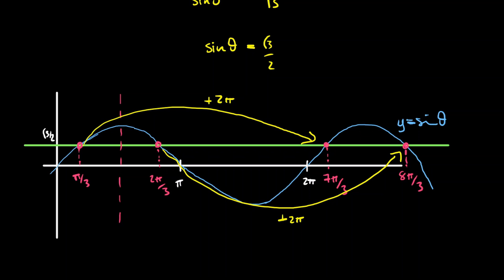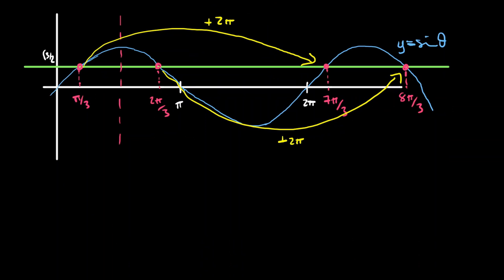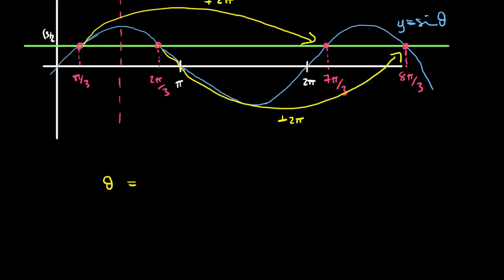Okay, so now what we've got is 4 solutions to deal with. Now, in other questions, you may actually have to keep going, right? So you need to keep adding 2 pi, or actually go in the opposite direction and subtract 2 pi. But for this question, it's unnecessary. So what we've got is 4 solutions to deal with.